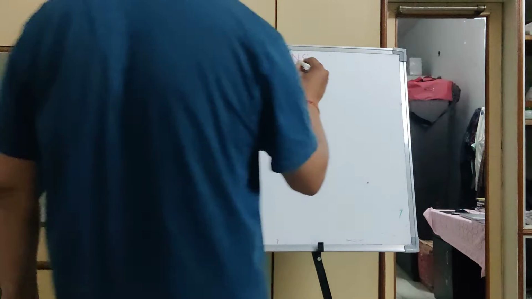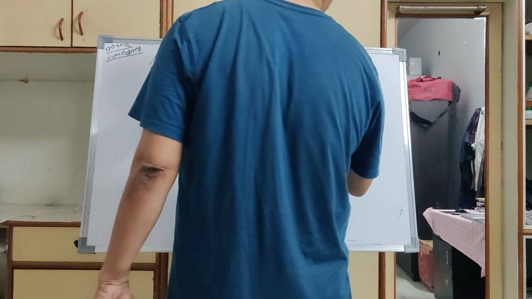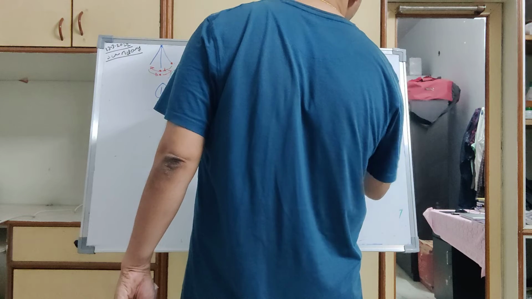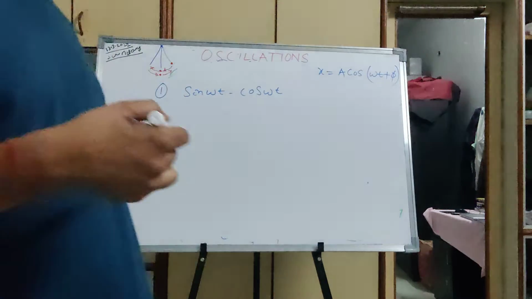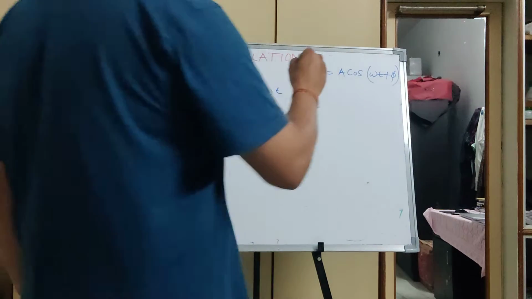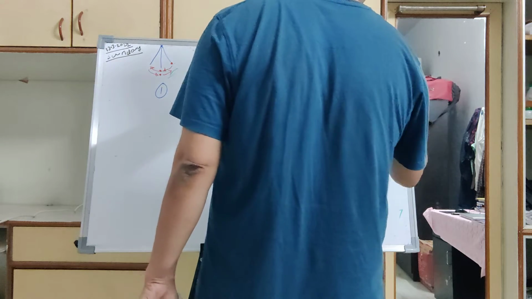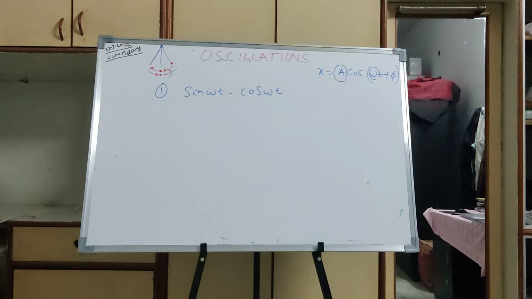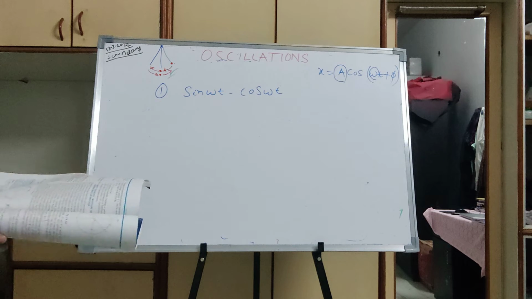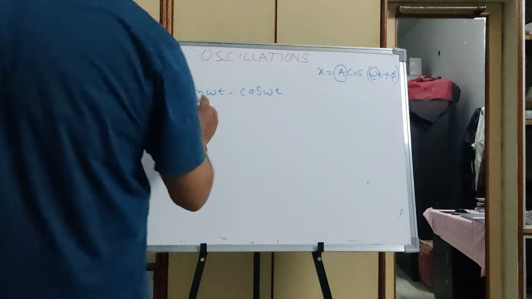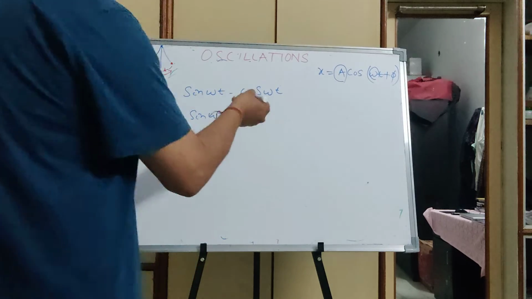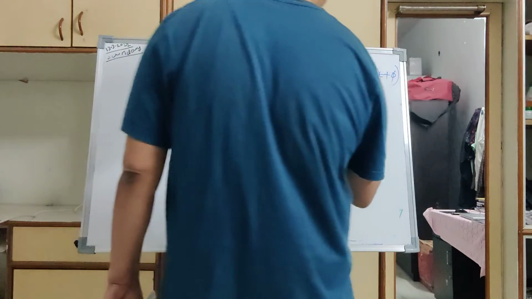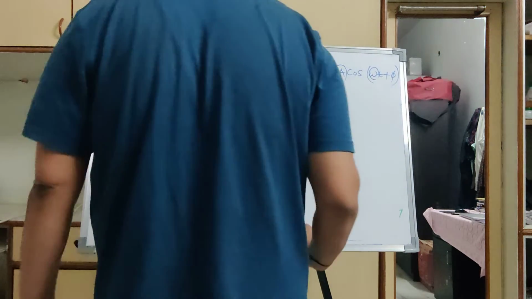We have said that simple harmonic motion is x equal to A cos(omega t plus phi), or it can be A sin(omega t plus phi); it does not matter whether cosine or sine. This is the amplitude, this is the angular frequency, and phi is the phase constant. So my question is sin omega t minus cos omega t.